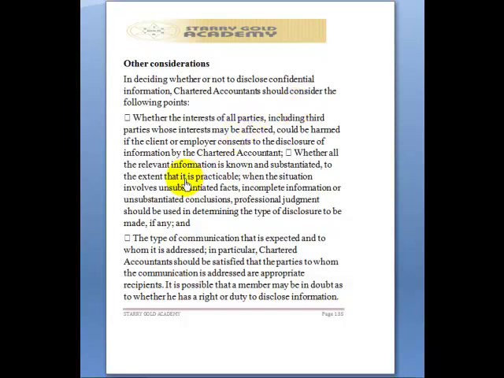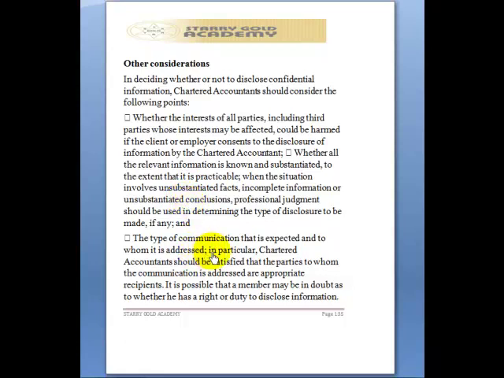Consider whether all the relevant information is known and substantiated to the extent that it is practicable. When the situation involves unsubstantiated facts, incomplete information or unsubstantiated conclusions, professional judgment should be used in determining the type of disclosure to be made, if any. So when you don't have your facts, you don't just start blabbing.